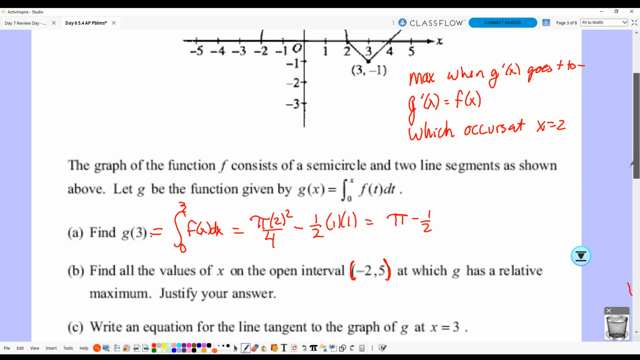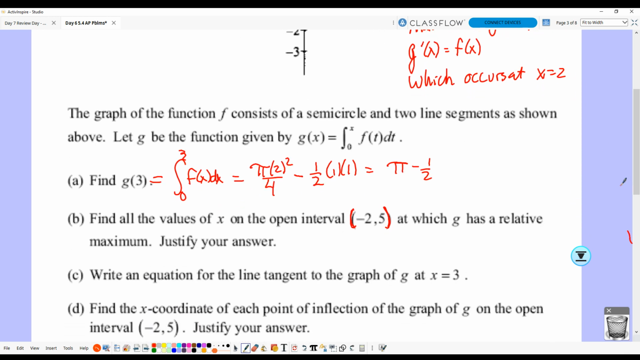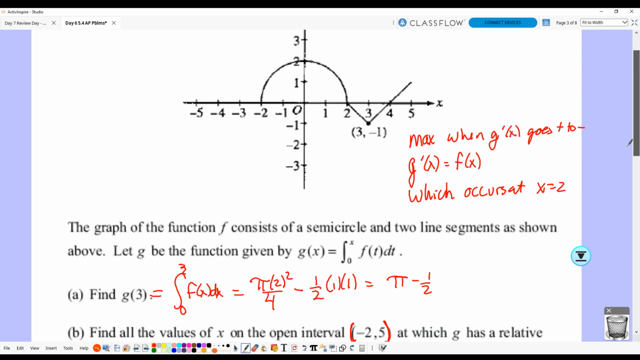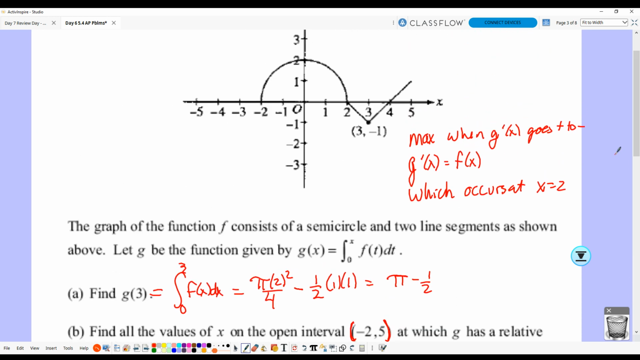Now, let's be careful. Did it ask me for the x values, or did they ask me for the maximum itself? X value only? Find all x values, all of them, on the open interval. Are there any other places? We said no. Right, but there could have been a whole bunch of relative ones. If they were like stinkers and they gave me a sine curve, I'd be like, you jerks. And they will do that to you sometimes.